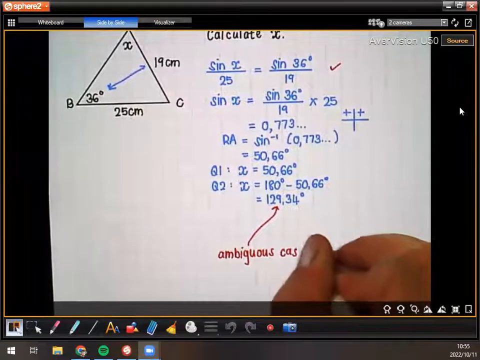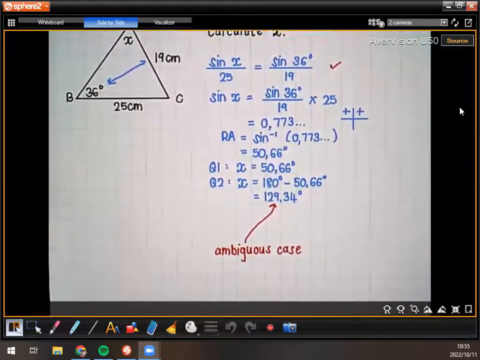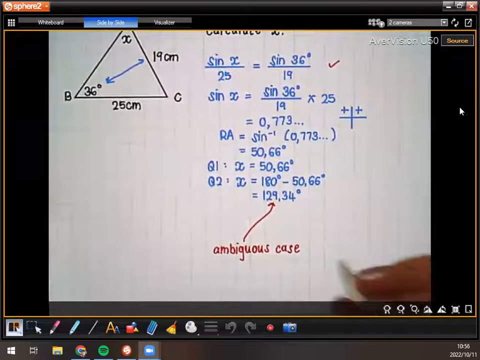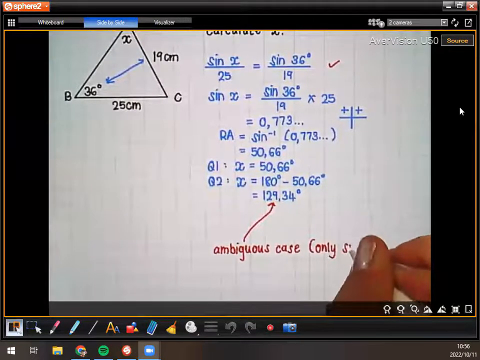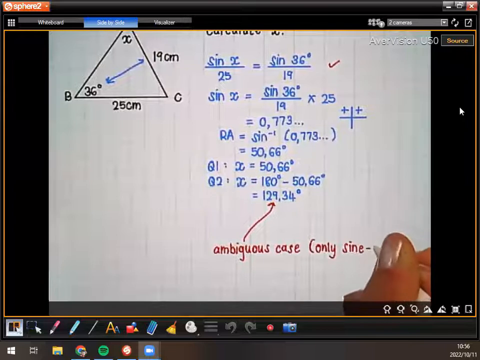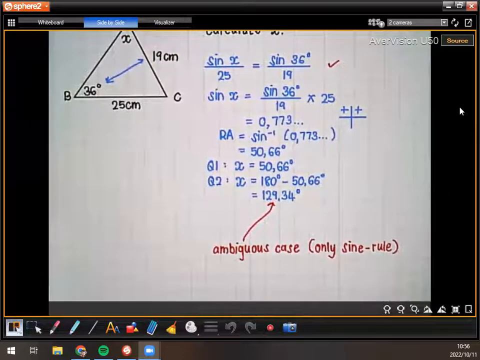Ambiguous is like a double meaning, right? So basically like a double answer in a sense. The ambiguous case. And you only need to worry about this when you are working with the sine rule. When we do the cosine rule tomorrow, I'll show you why it's not an issue there. So only with the sine rule, when you find an angle, you have to worry about this.